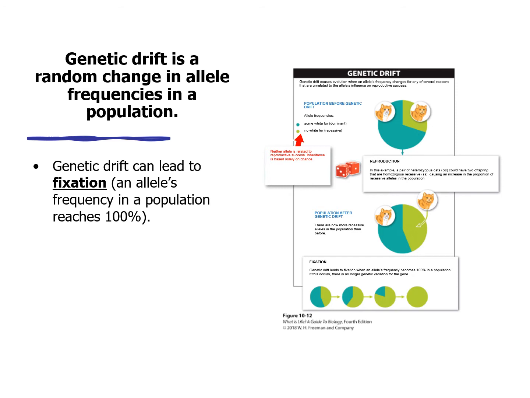Moving on to genetic drift. Remember, this is a chance event occurring and taking out alleles from our population. It can lead to fixation, which is an allele's frequency in a population reaching 100%. It just depends on what the event is that can potentially cause this event to occur. And there's a few different types of genetic drift.